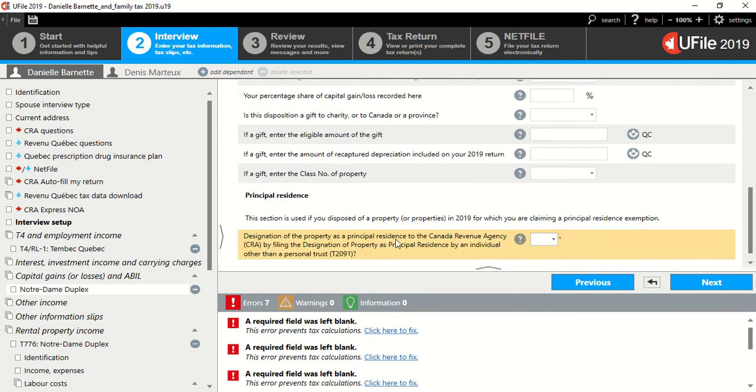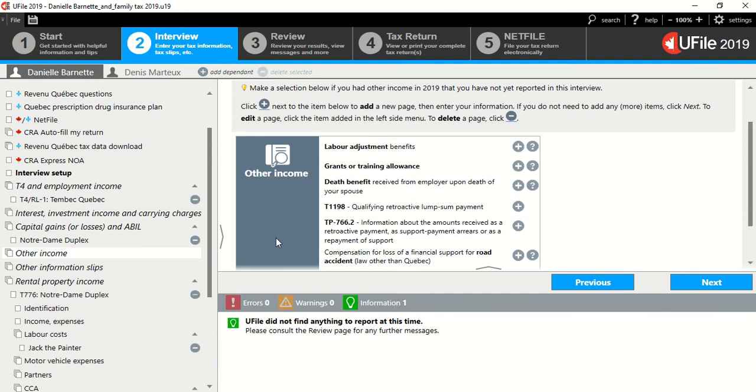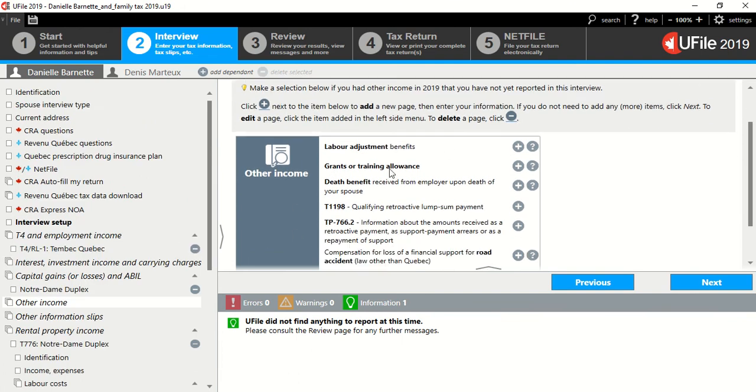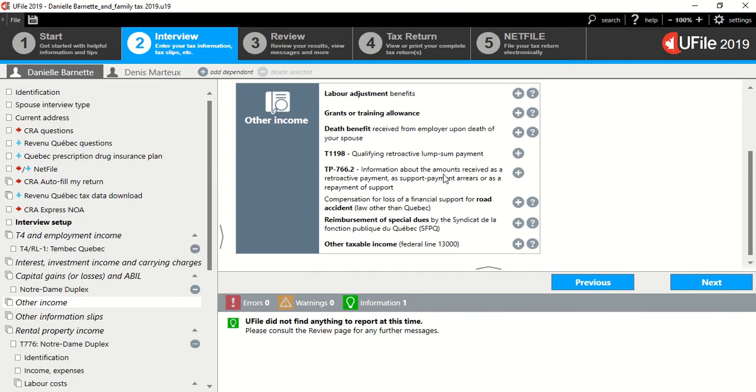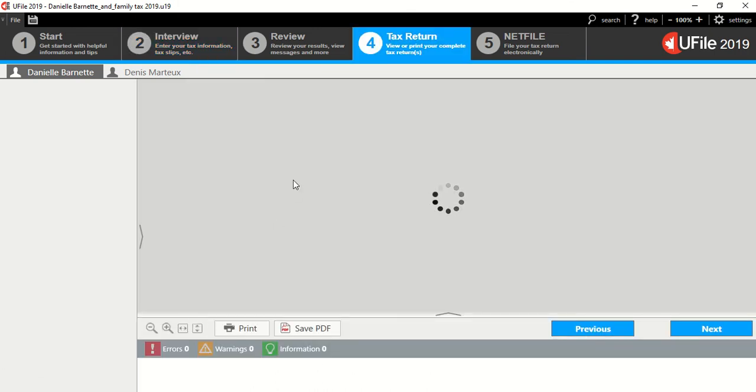Designation of property as a principal residence, say no. Okay, click next. And now that's important. Great. Yep, it's important and it's been there now for 2 or 3 years. All right, so now I should be able to get to my tax return. I highly recommend you review all your diagnostics and messages. I'm doing this jump for being a little bit more expedient.